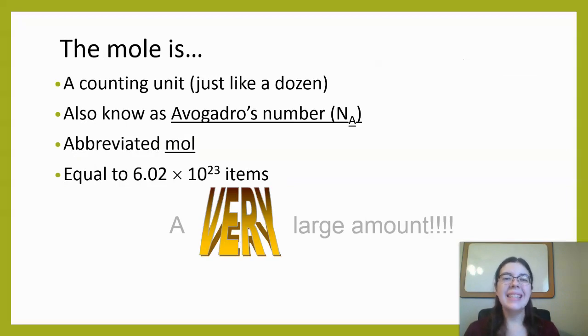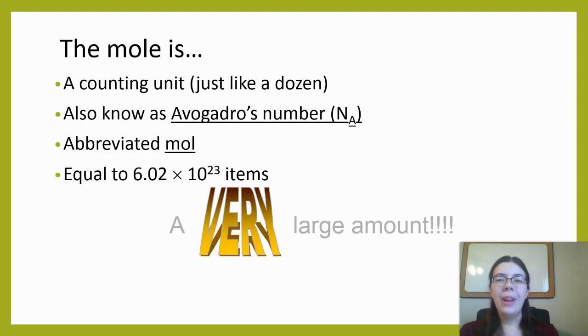So the mole, like I said, is a counting unit, just like a dozen. We use it to group large quantities of things into easier to describe values. It's also known as Avogadro's number because Avogadro was one of the main people who came up with this quantity, 6.02 times 10 to the 23rd. The abbreviation for the mole is mol. Okay, I know it's not much of an abbreviation, but it's what we use. So mol is moles, and it's equal to 6.02 times 10 to the 23rd items. And that can be atoms, molecules, ions, people, donuts, whatever you want it to quantify.